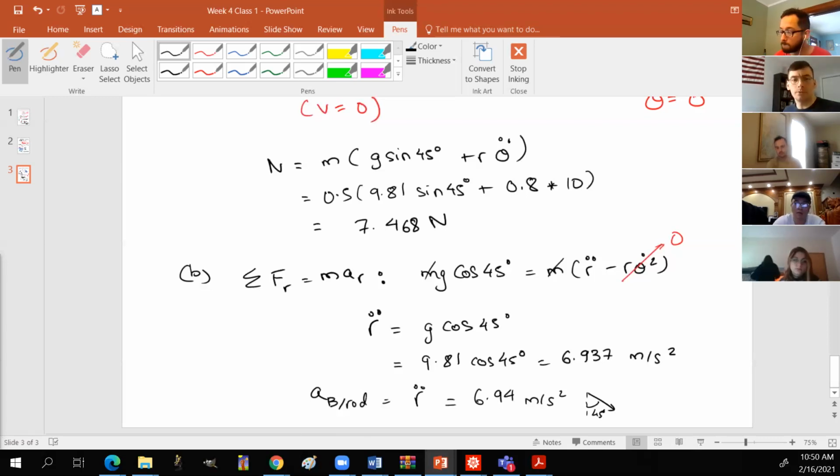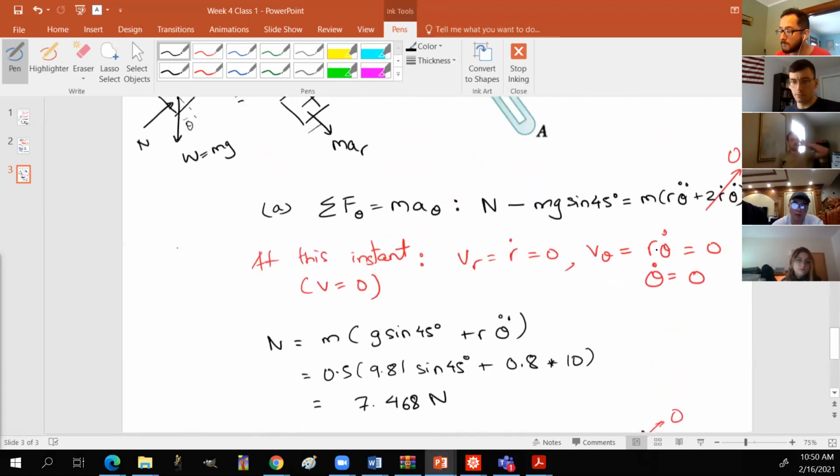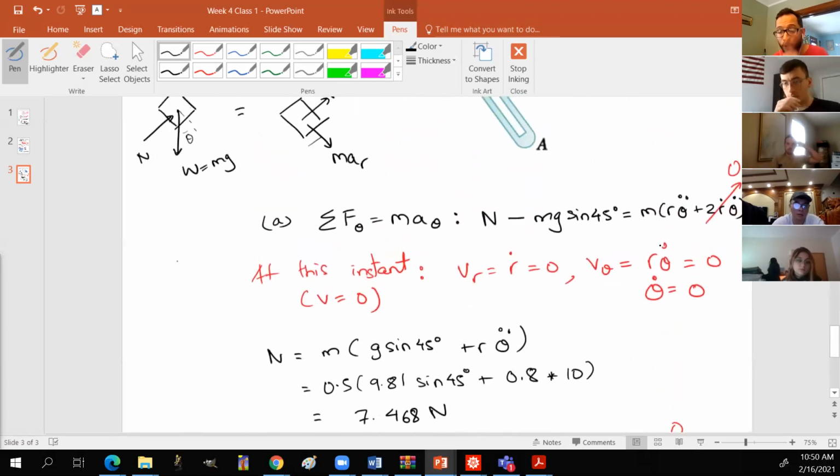So if it was acceleration from B to A, it would just be r double dot. That's right, always. And we saw this in the problem that we did last week as well. It was the same concept.